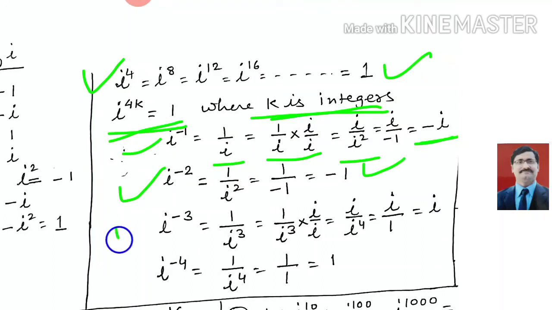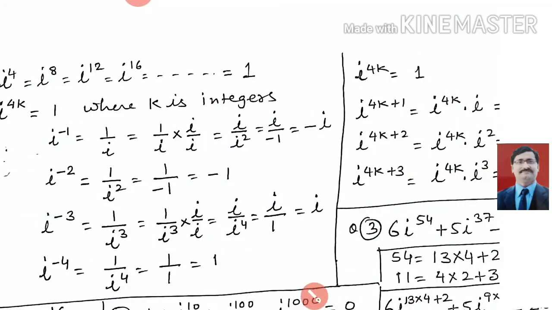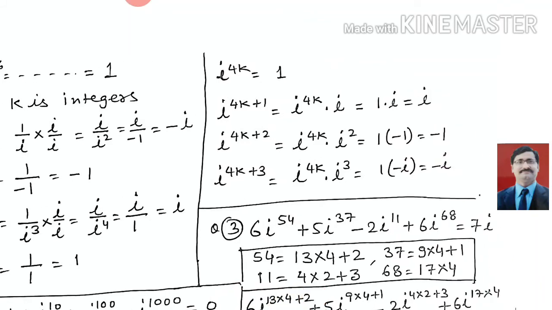Iota power minus 3 we can write as 1 upon iota power 3, and multiplying and dividing by iota, we get iota upon iota power 4, and iota power 4 is 1, so this is iota. Iota power minus 4 we can write as 1 upon iota power 4, and iota power 4 is 1. So iota power minus 4 is also 1. So iota power 4k, a multiple of 4, is 1.